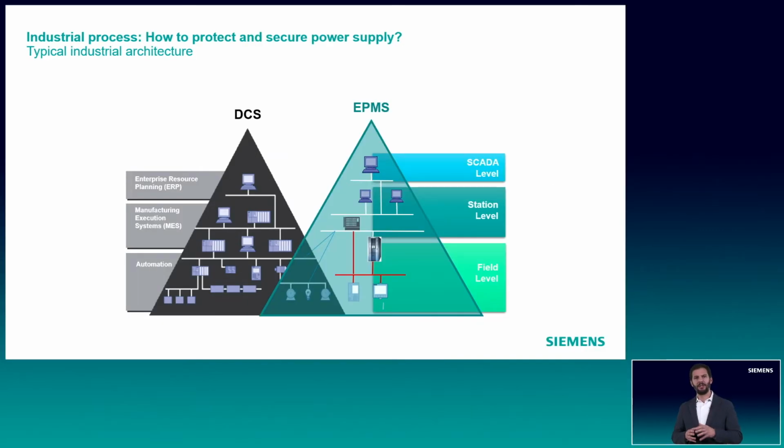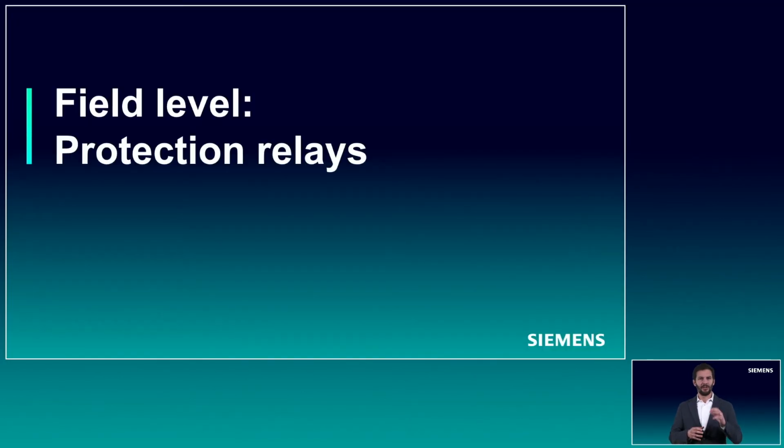So during the next minutes, we will be focusing on the relevance of the so-called field level in electrical infrastructures applied to industrial environments, namely the different application cases supported by protection relays and their main advantages in the context of critical operation. So let's talk about the main application cases that protection relays can address on field level.